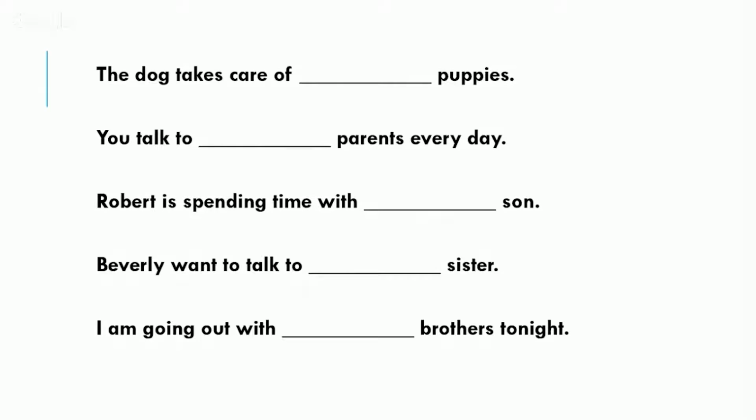So we have 5 more sentences. Here's the next one. The dog takes care of blank puppies. Stephanie says not often, and that is correct, Stephanie. Very good. Not often, rarely, raramente, no frecuente. Good. Let's do the next one, guys. We have the dog takes care of blank puppies. We have a minute delay, Dagoberto.